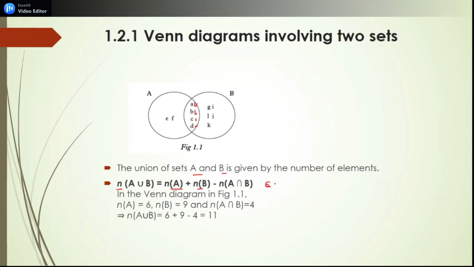Then we add the number of elements of B: 1, 2, 3, 4, 5, 6, 7, 8, 9. We write 9. Then we subtract the number of elements of the intersection: 1, 2, 3, 4. The number of elements in the union will be equal to 11.